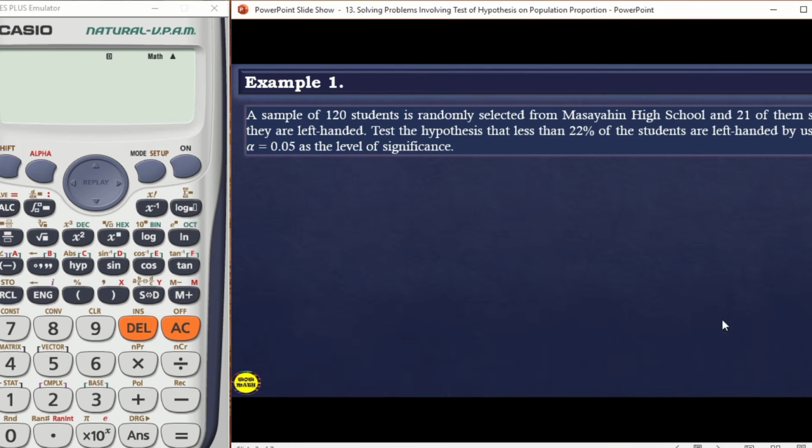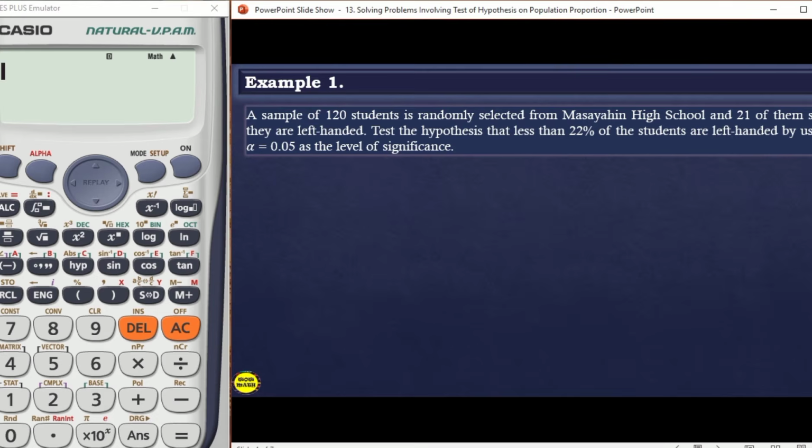Okay, for example number 1, a sample of 120 students is randomly selected from Masayahin High School and 21 of them said they are left-handed. Test the hypothesis that less than 22% of the students are left-handed by using the level of significance 0.05.